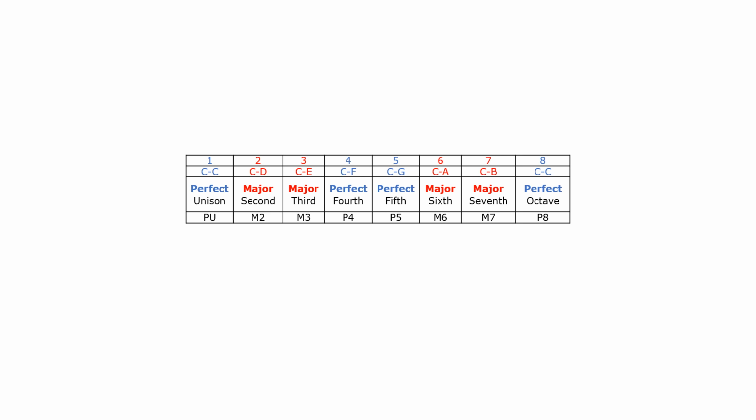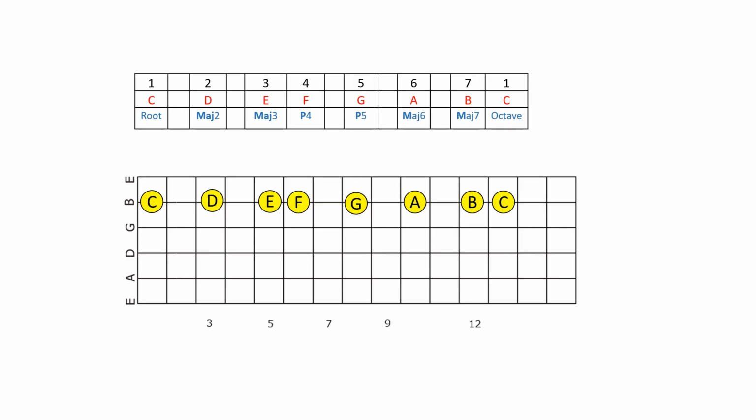There is a quality associated with each interval. The quality of major scale intervals is either major or perfect. Intervals 2, 3, 6, and 7 have a major quality, while intervals 1, 4, 5, and 8, or octave, have a perfect quality. We refer to each note of the scale as a scale degree. For example, in the C major scale, we refer to D as the 2nd degree of the scale.